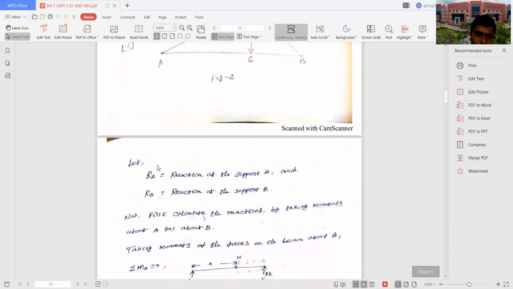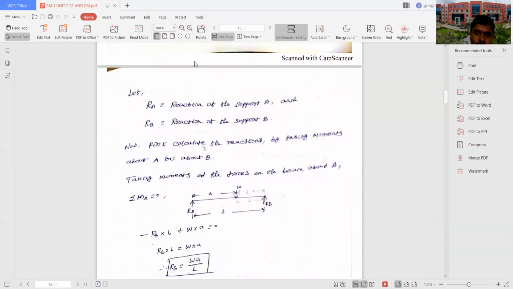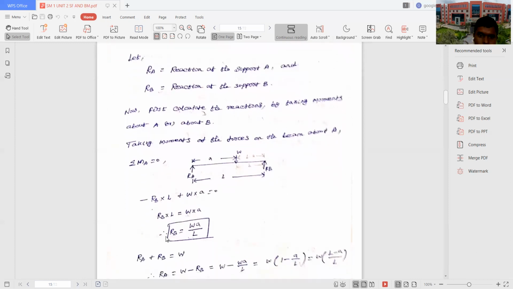So now we can see how to find out RA and RB. Let RA be the reaction at support A and RB the reaction at support B. Now first calculate the reactions by taking the moment about A or about B. Suppose I am taking the moments of forces about the point A. Summation of MA equal to 0. Moment at A will be equal to 0. So this is the beam, here RA, this is RB, here W is acting.